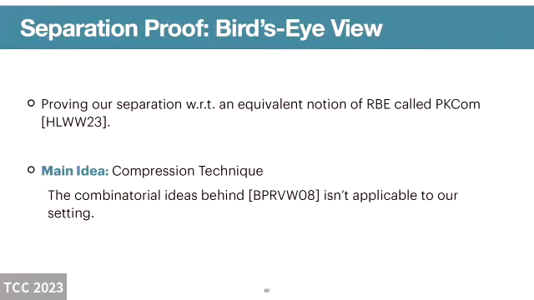So we're going to prove our separation with respect to a black box equivalent of RBE called public key compression. And instead of using the combinatorial ideas that are behind the existing IBE separations and are not applicable to our settings, we develop new compression techniques and use them to prove our separation.